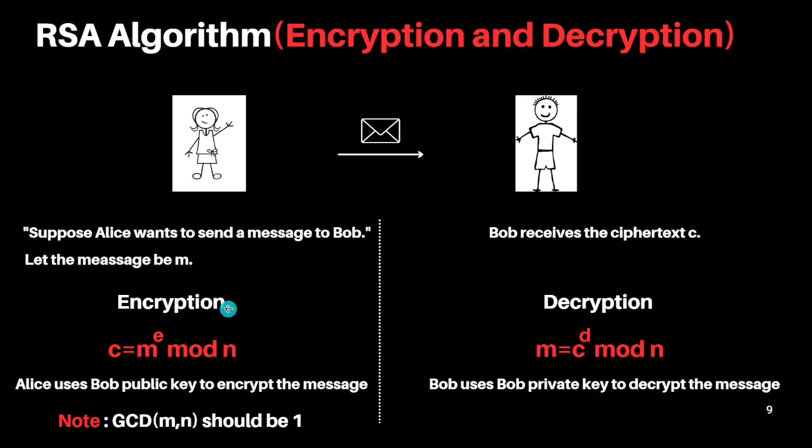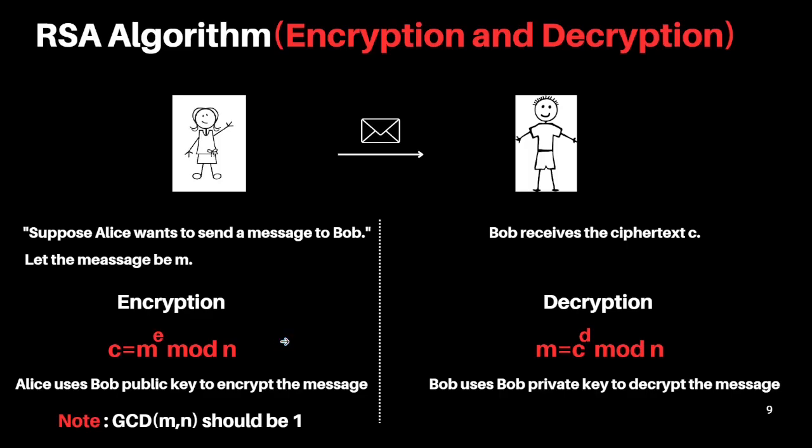So the encryption algorithm is nothing but C = M power e mod n. We already know e is the public key of Bob. So Alice is using the public key of Bob to encrypt the message M. After using this formula, M power e mod n, we will get a ciphertext C. So now Alice will send the ciphertext C instead of message M, so that a third person cannot read the original message. Also note that GCD of M, n should be 1.